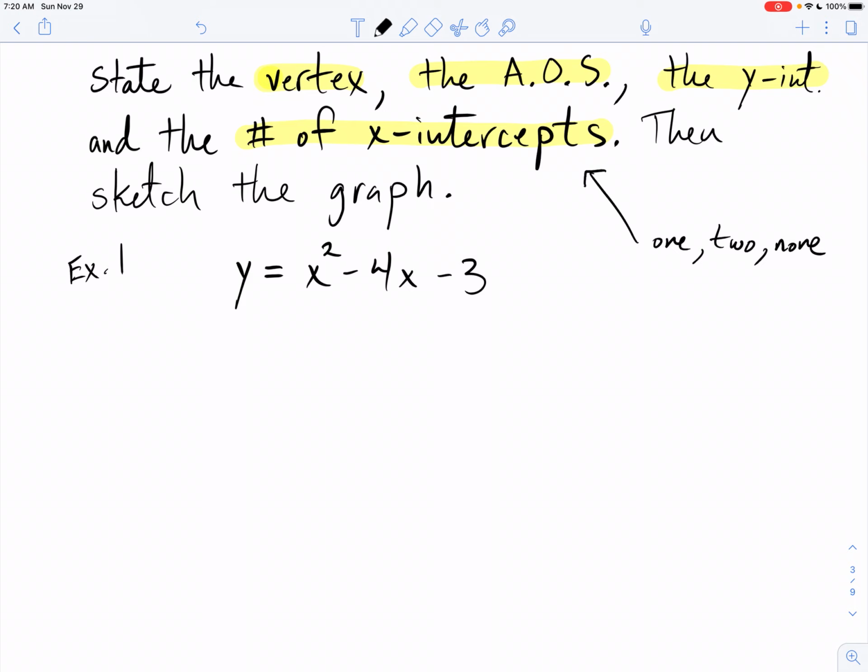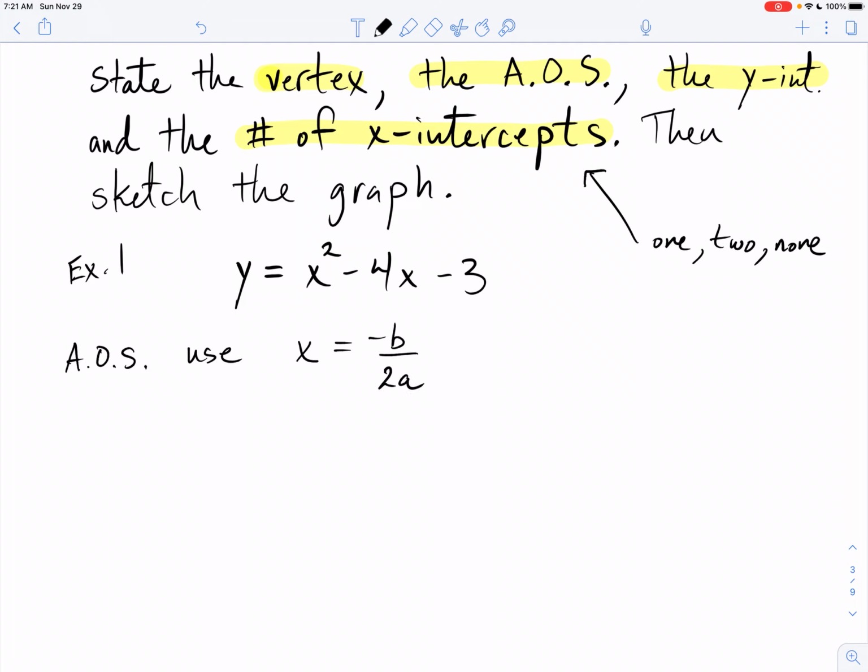So here's my first example. And we're going to approach this a little bit different because this is not in vertex form. So the first thing we're going to do is figure out something called the axis of symmetry. Now the axis of symmetry has a teeny tiny little equation with it. To find the axis of symmetry, we use this guy. X equals negative b over 2a.